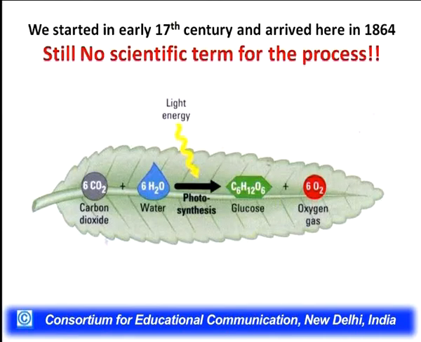So in a nutshell, we started in the early 17th century and we arrived at this position in 1864. Imagine, still no scientific term had been given to the process that we have been discussing so far. However, the equation was made of the equivalents: 6 carbon dioxide, 6 water, light energy, chlorophyll, giving rise to a molecule of a hexose sugar, and 6 molecules of oxygen, but no term at all.